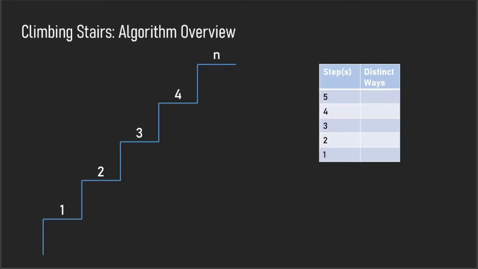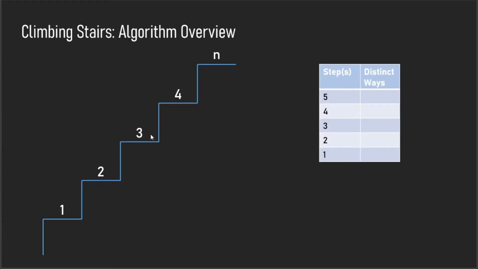Hey guys, so today I'll be going over one of my favorite coding questions, and that is climbing stairs. In climbing stairs, you're supposed to find the number of distinct ways to get to n steps. The only caveat here is you can only travel 1 or 2 steps.